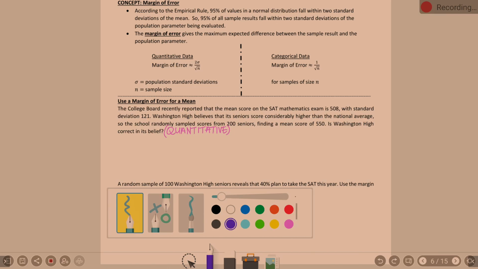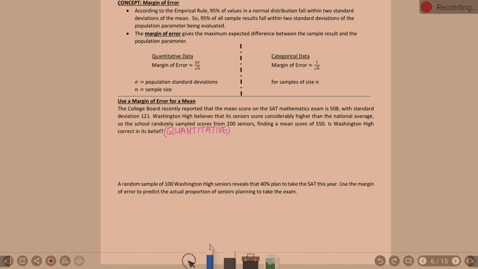So, the formula for margin of error. Let's start by finding the margin of error. My quantitative formula is 2 sigma over the square root of n. Okay, well, 2 is 2. I'll give you that one.